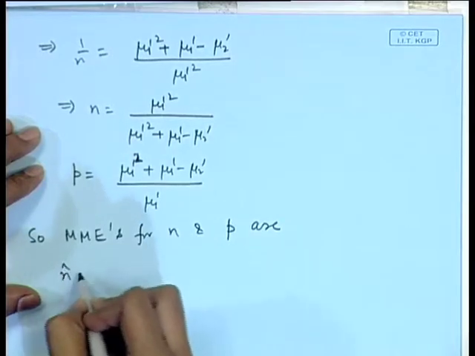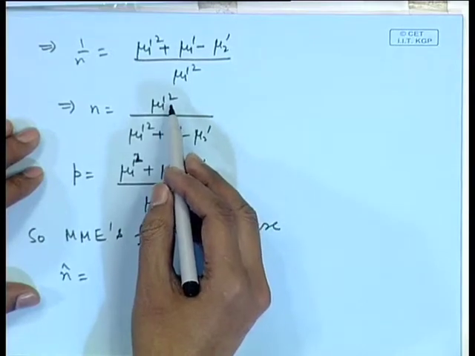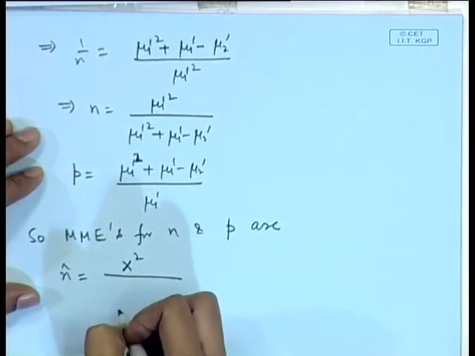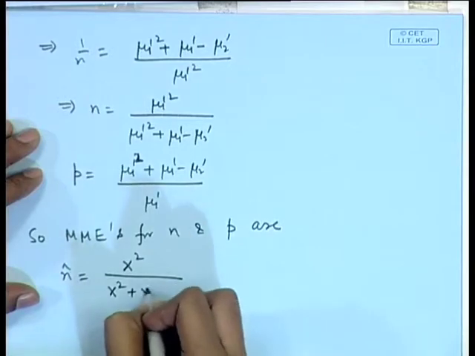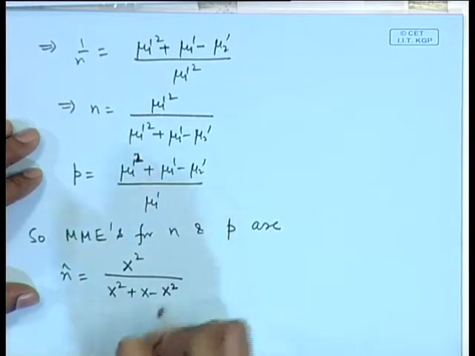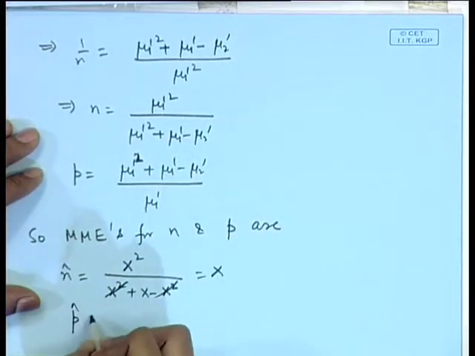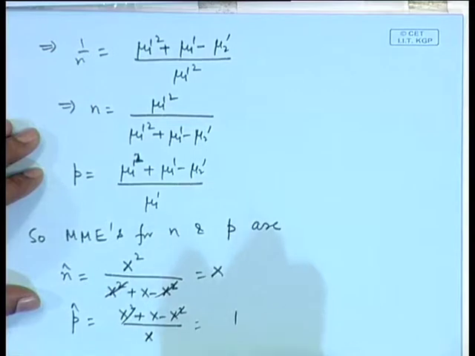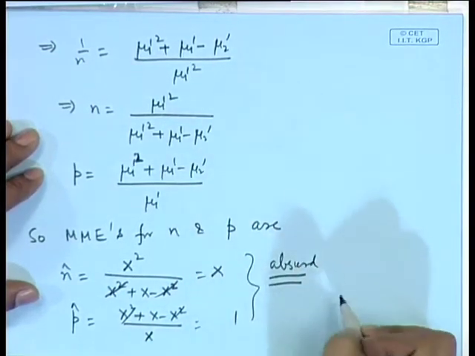so for n it will become, now here I have taken only one observation x. So, we simply substitute x square divided by, now this will lead to some peculiar problem which you can see, x square plus x minus x square. This cancels out, you get only x. If you put p, then you will get x square plus x minus x square divided by x, which is cancelling out and you get only 1. This is leading to absurd situation. Now, why is this coming?